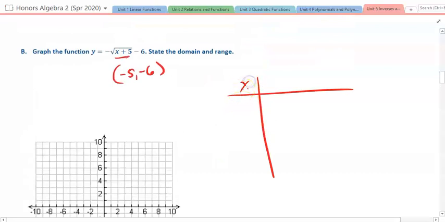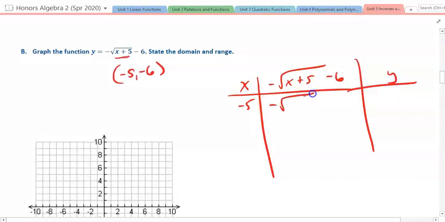And so if my x is negative 5 and I plug this in to this equation, we'll see negative 5 plus 5 is 0. Obviously, the square root of 0 is 0. Negative of that's still 0. Minus the 6 gives me the negative 6.